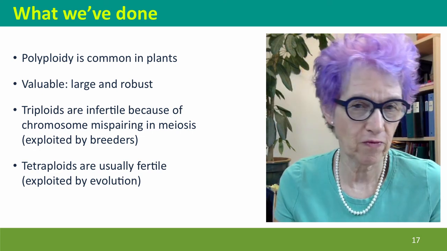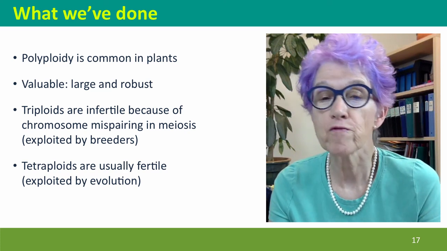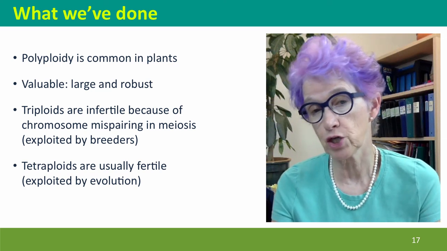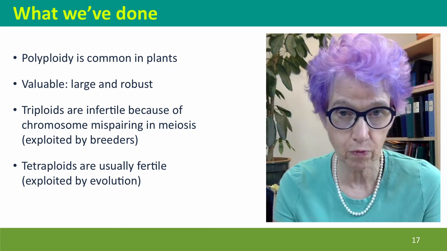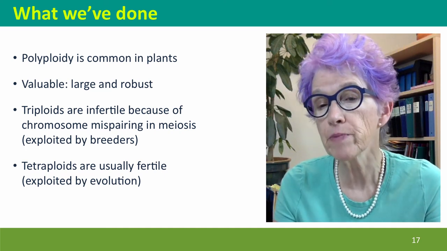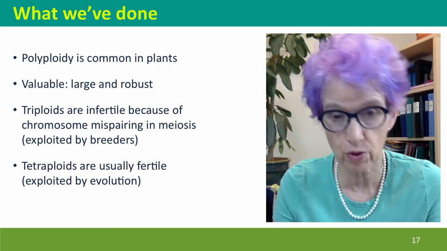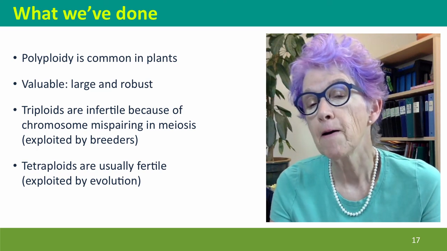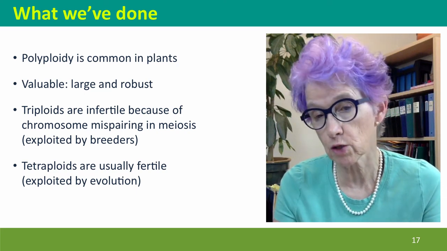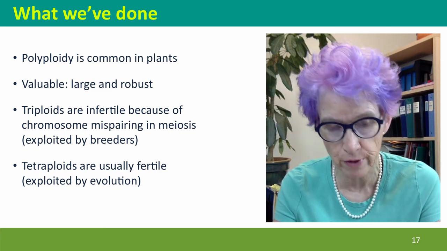So what we've done, we've talked about how polyploidy is common in plants and in plants that we're very familiar with. It's valuable to breeders because the plants are large and robust, and breeders have developed ways to generate tetraploid plants that are robust but still fertile, and to generate infertile triploids that are beneficial because they're seedless. And then they've developed ways to propagate these seedless plants so they can continue to sell them to us. And tetraploids are fertile. Natural hybrids have sometimes exploited this as a way to restore fertility to what would otherwise be an infertile interspecific hybrid.